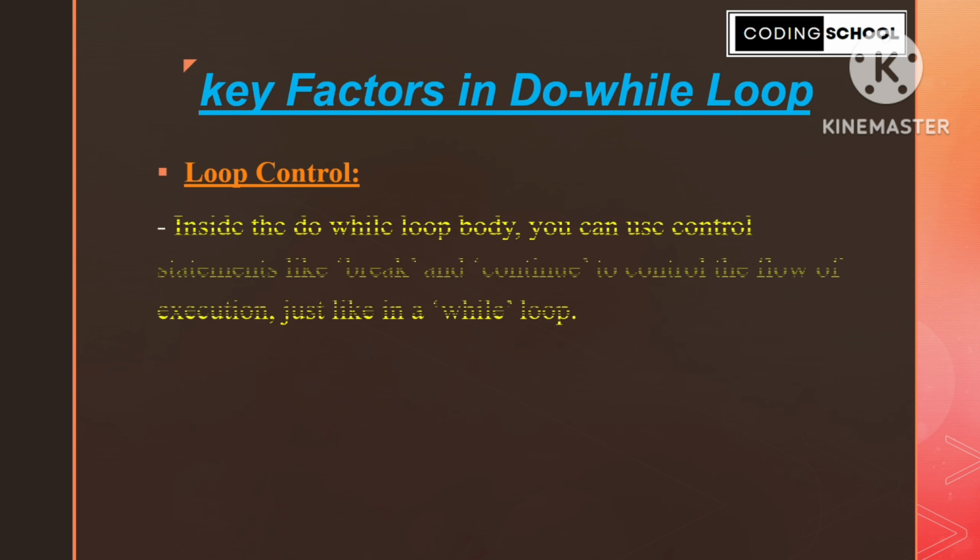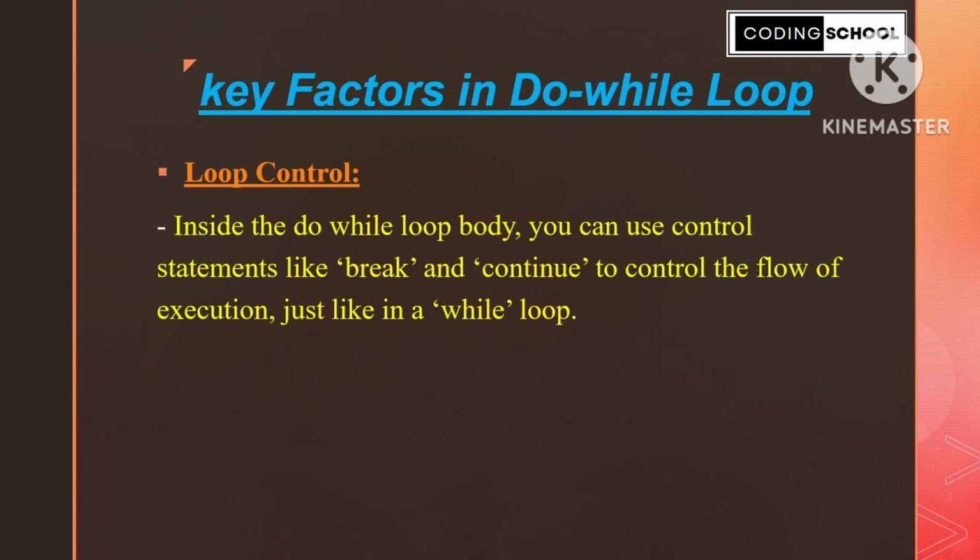Third key factor is loop control. So inside the do while loop body, you can use control statements like break and continue to control the flow of execution, just like in for and while loop. Now we have completely studied do while loop and all four types of loops in Java.